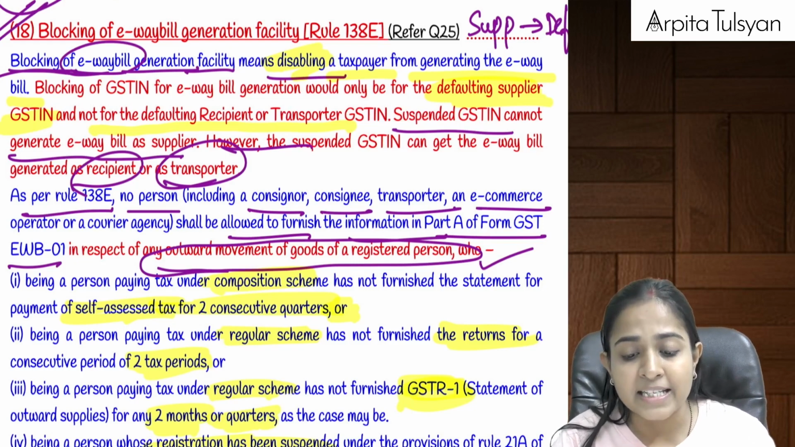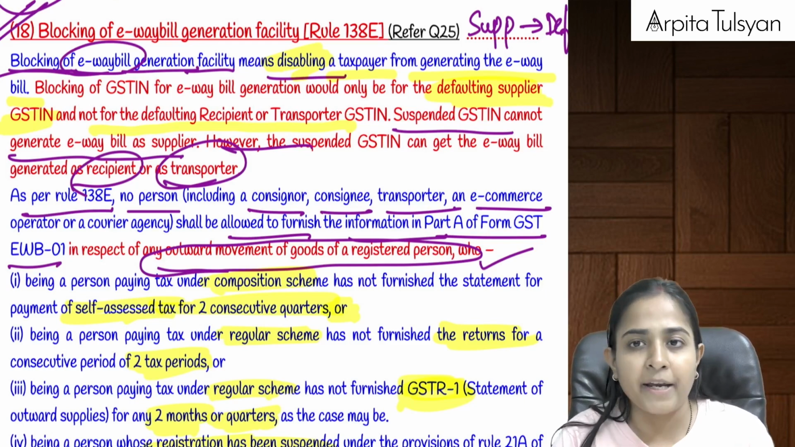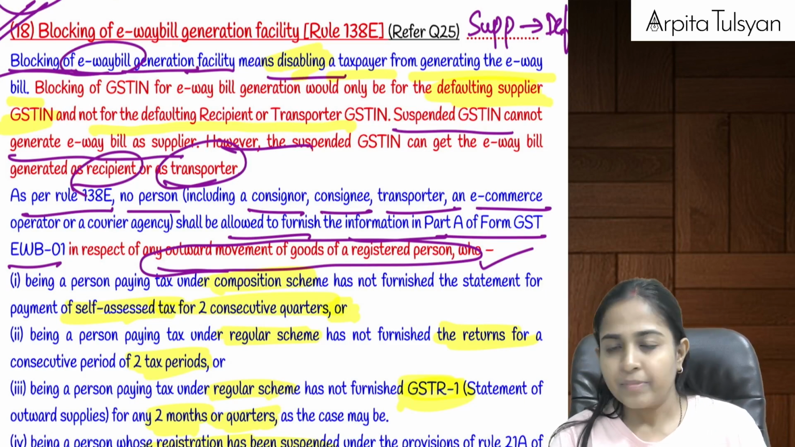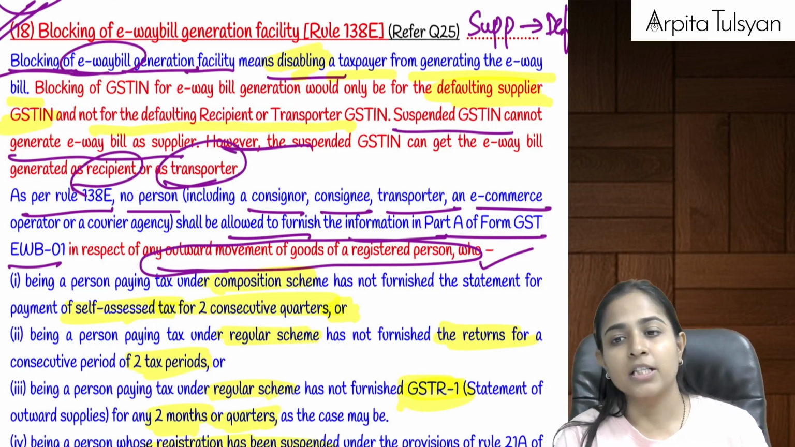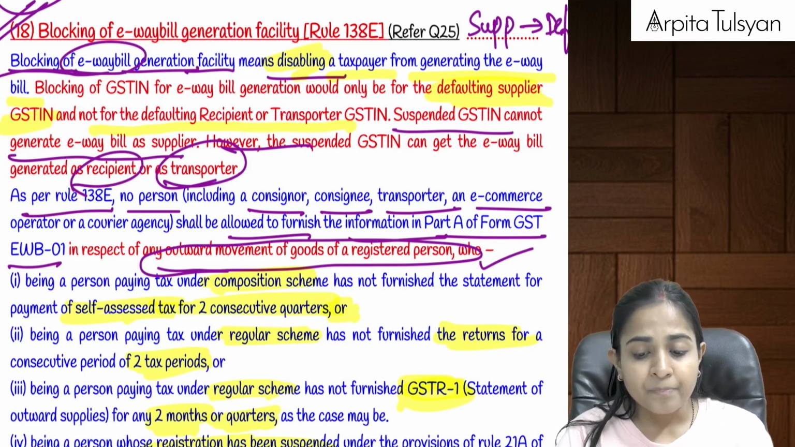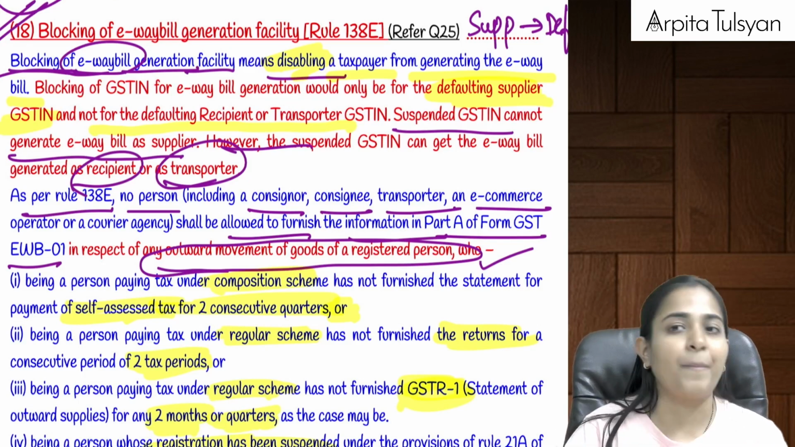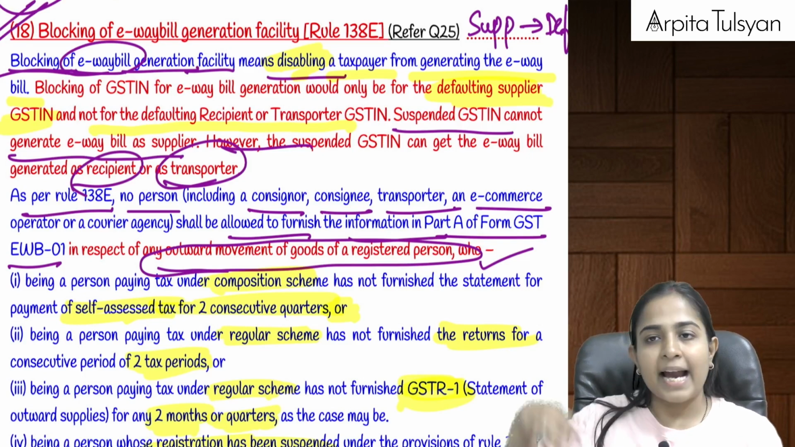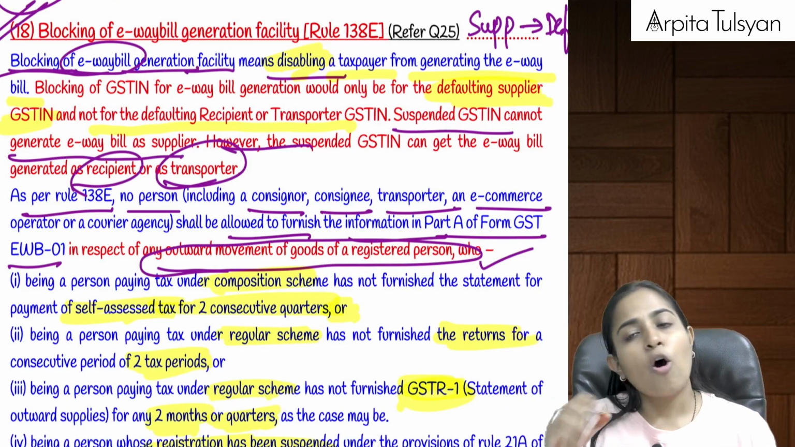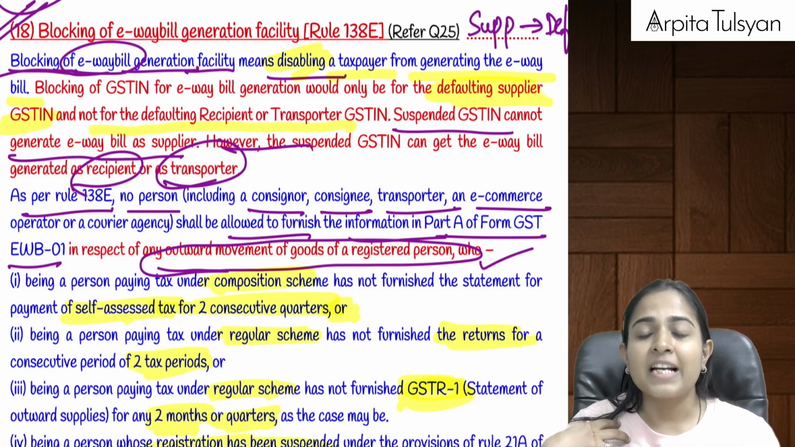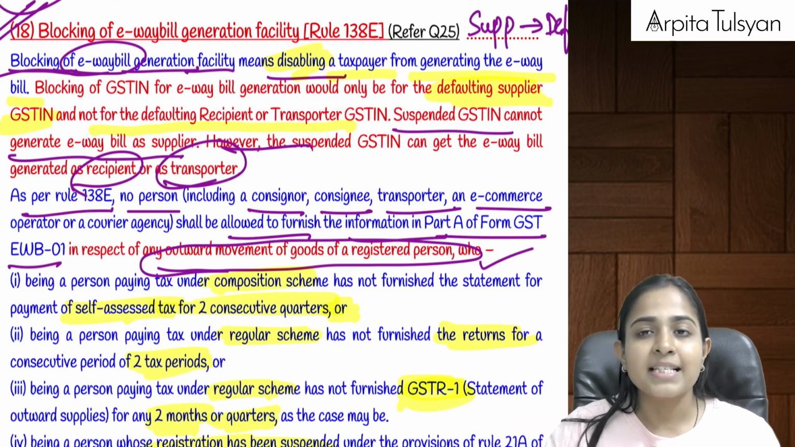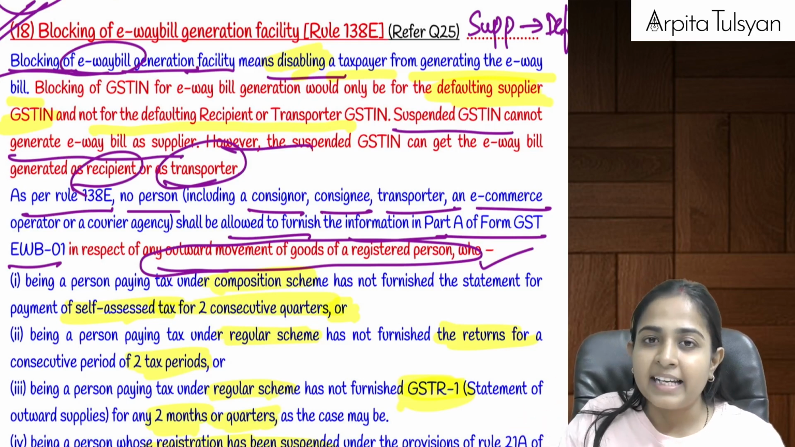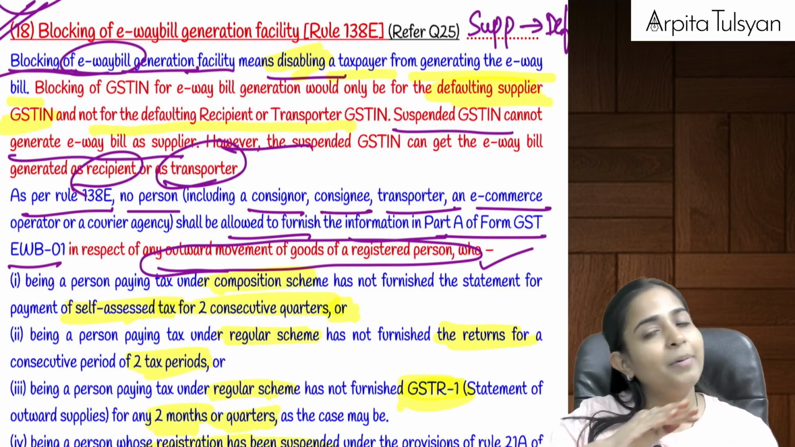Or any person paying tax under the regular scheme who has not furnished GSTR 1 for any 2 tax periods, either 2 months or 2 quarters, or any regular person who has not filed any other returns for 2 consecutive tax periods, or any person whose registration has been suspended. These persons are defaulters. Either they have defaulted on filing returns or their registration has been suspended. If such a defaulter is a supplier, then on the supplier's GST portal, the facility for generating the e-way bill will be totally blocked.